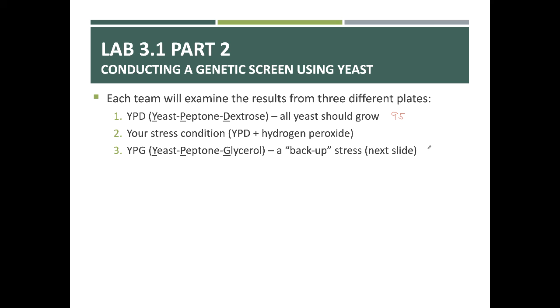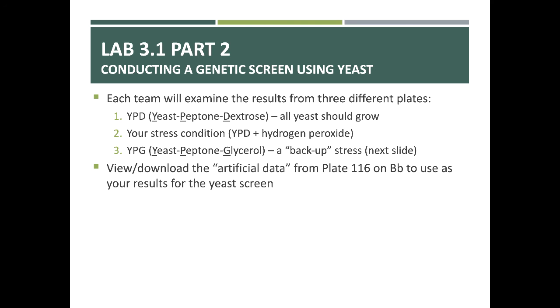We also do a YPG. This is kind of a backup in case the hydrogen peroxide plate doesn't work. So after you look at the hydrogen peroxide plates, if you don't find anything on there that looks interesting, then you can look at the YPG plate. I can tell you though, we picked plate 116 because we know that there is at least one mutant on there that has an altered growth pattern. Now, on Blackboard, you'll see artificial data from plate 116. You will want to download those images so that you can examine them and analyze the growth patterns.